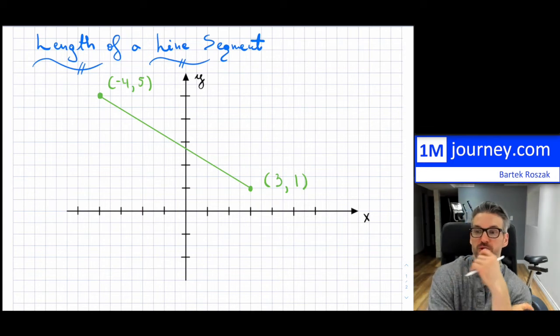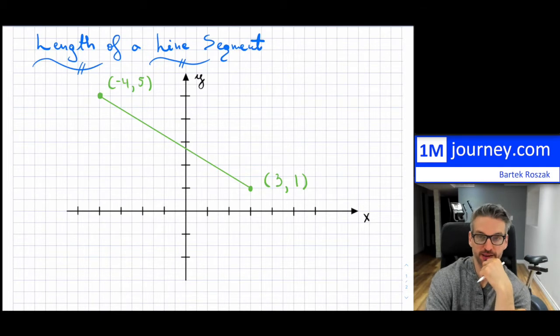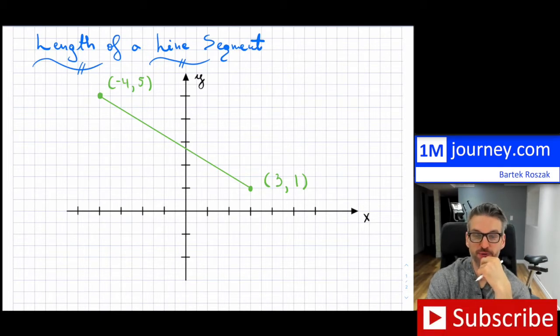All right, so welcome. So, length of a line segment. If you want to know how long a line is from one point to another, then of course you can take out a measuring tape and try to measure it out.